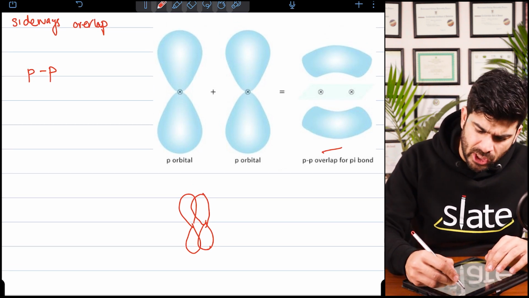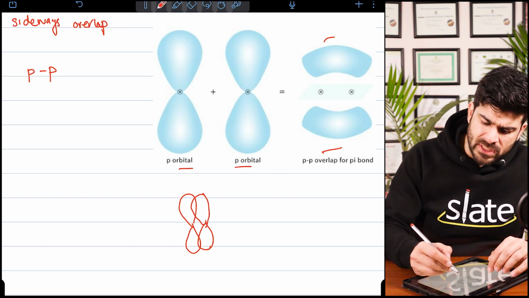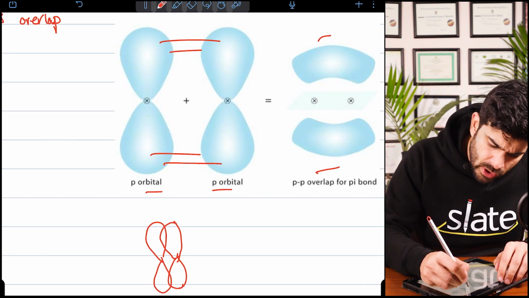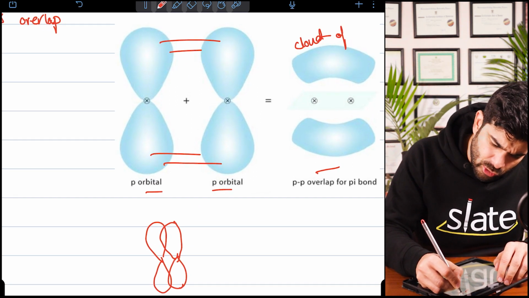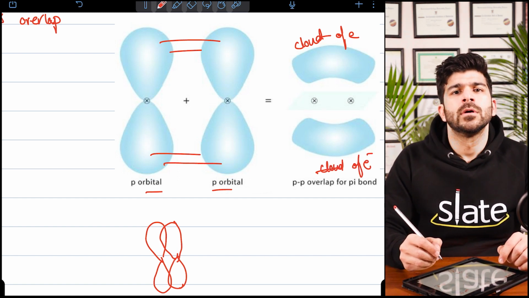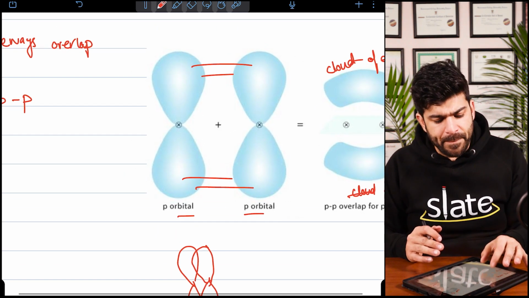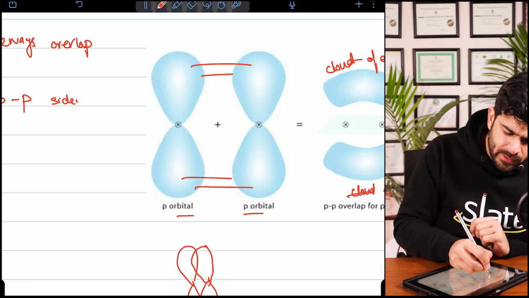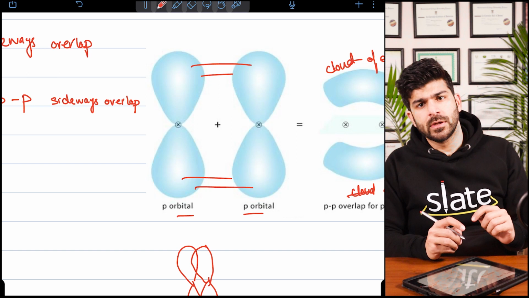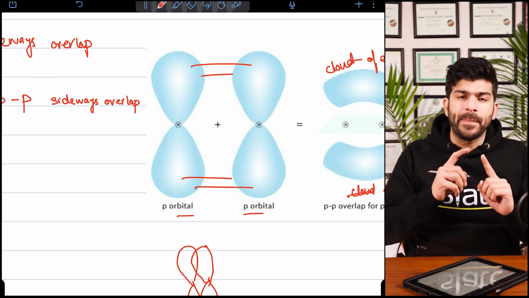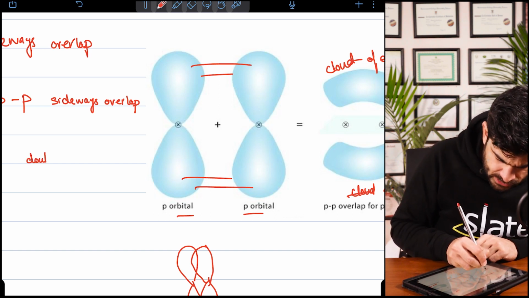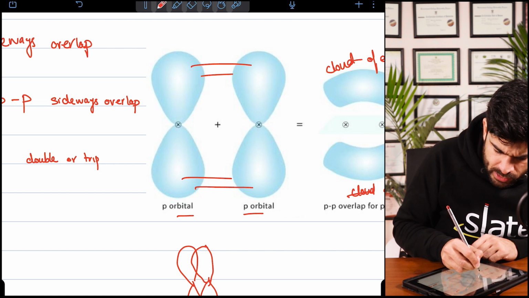And ultimately we get such a shape. So two p orbitals sideways overlapping, and ultimately we get a cloud of electron here and a cloud of electron here. So that is for PP sideways overlap. Students, whenever a PP sideways overlap is happening, this is for double or triple bond.